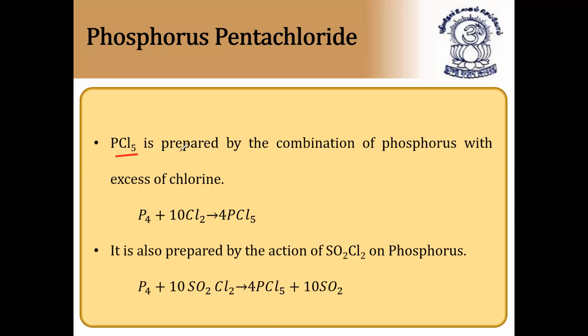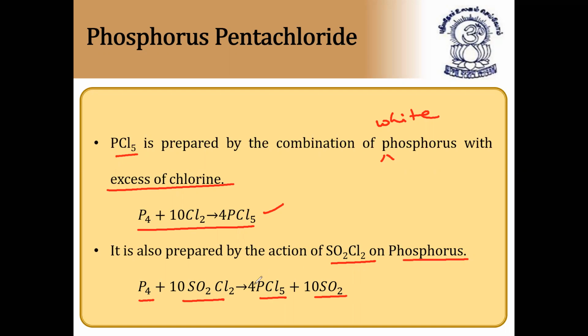Taking PCl5 as the example, phosphorus pentachloride is prepared by the combination of white phosphorus with excess chlorine, direct combination. In the earlier case, we took 6 molecules of chlorine; in this case, we take 10 molecules of chlorine. That's what excess of chlorine means: P4 on reaction with excess chlorine forms PCl5. It is also prepared by the action of thionyl chloride on phosphorus. White phosphorus on reaction with excess thionyl chloride forms PCl5 along with sulfur dioxide gas.